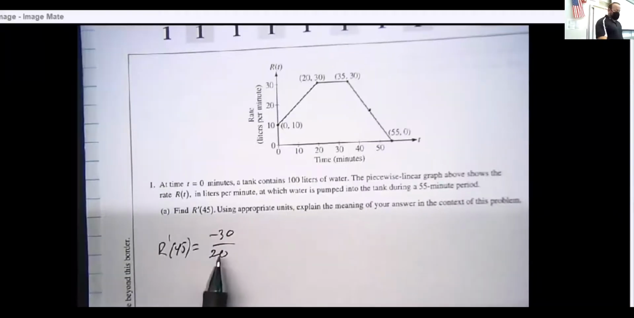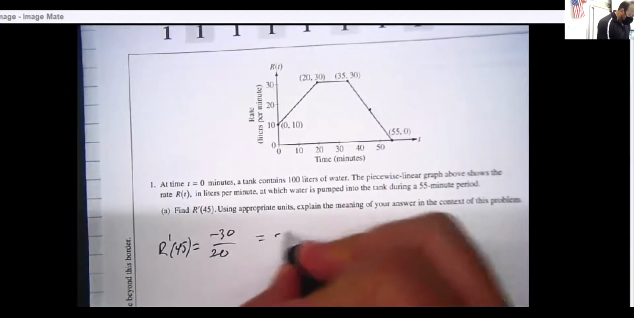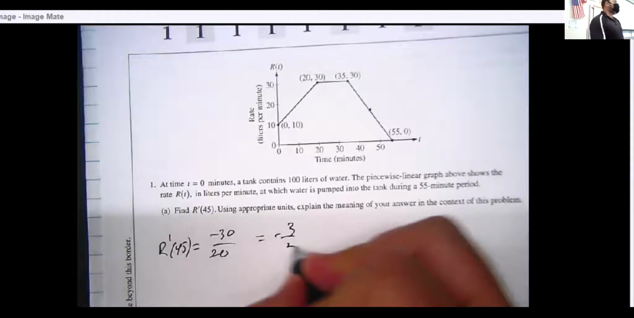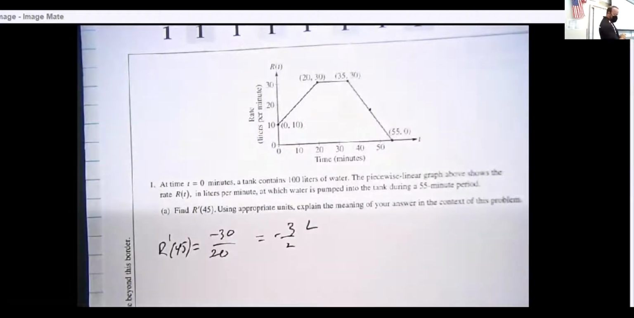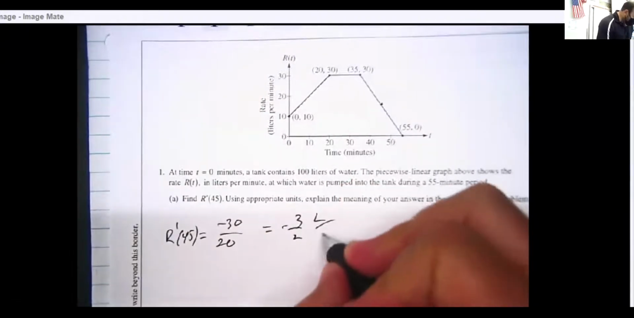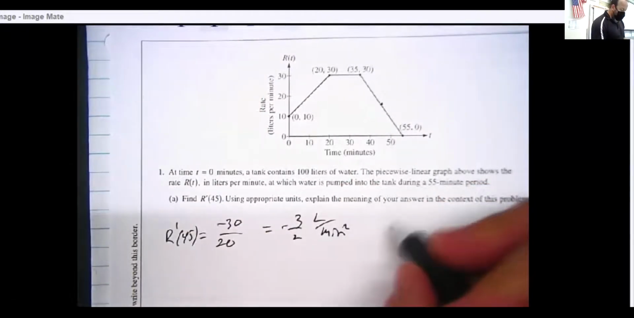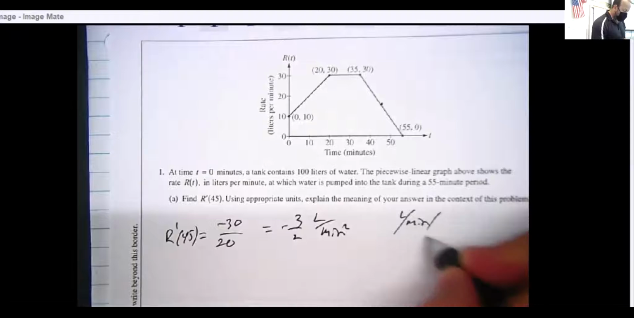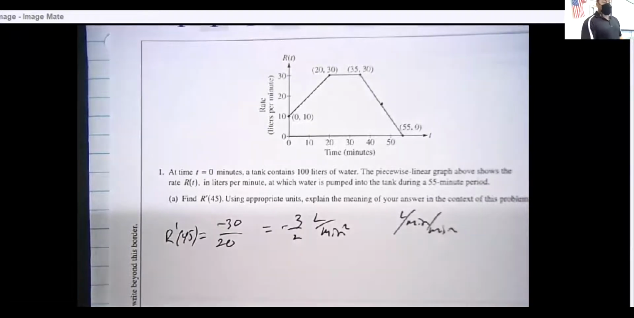All right, so we're going to go over the free response portion of the 2015. So we did R prime of 45 should be this, which reduces down to -3/2. Now this is interesting. What the heck are the units? Because this is liters per minute, so that's liters per minute squared, or you could say liters per minute. And they actually accept that answer just fine.